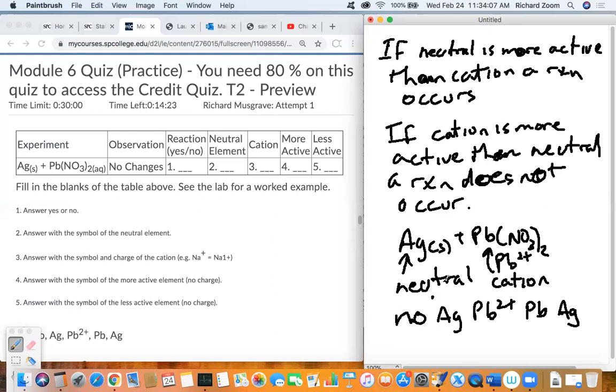So the observation would tell us if there is a reaction that occurs? Yes, that's right. So if there's no reaction, it'll say no changes or something like that. If there is a reaction, then you'll see some sort of observations that suggest a chemical reaction occurred. And that tells you again the order of which one's more active and less active in accordance with what I've written on this slide here. And the cation is always the part that's in the larger compound, the first part? Well, it's always the solid. The cation's always the aqueous. Yeah. Okay. The cation's always the aqueous, yeah.